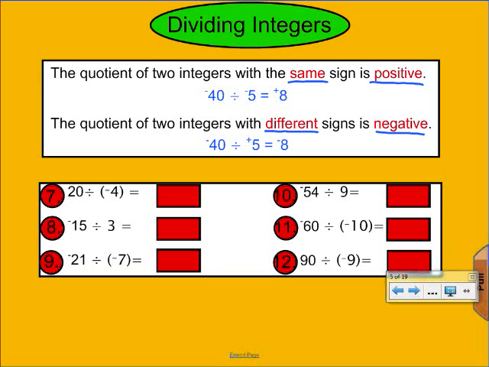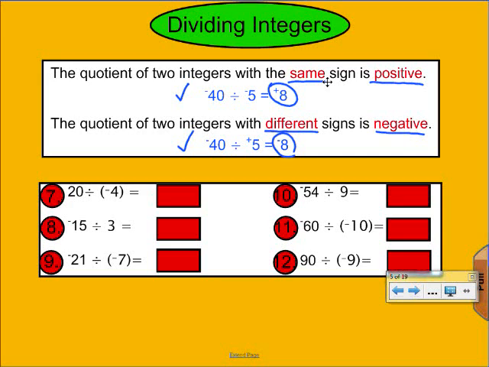And you can see from my two examples, negative 40 divided by negative 5 is going to give me a positive 8. And here, where the signs are different, negative 40 divided by positive 5, it will give me a negative quotient, negative 8. I'm going to take a look at number 7 through 12, and if you want to pause the videocast while you work on these, I'll be waiting right here for you.